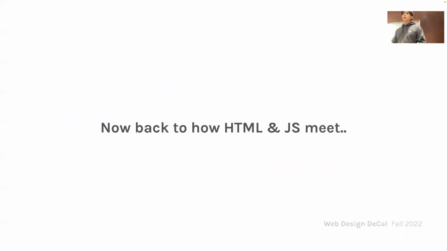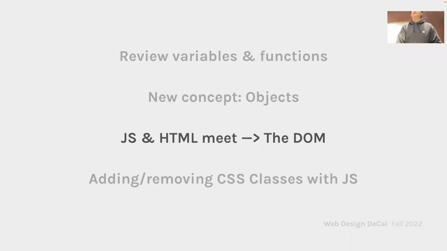So yeah, now that we've learned a little bit more about JavaScript and how objects work, we want to tie it back to HTML and CSS, so we can update our website or make our websites more complex. We'll introduce something known as the DOM, and this is how HTML and JavaScript will interact with each other.